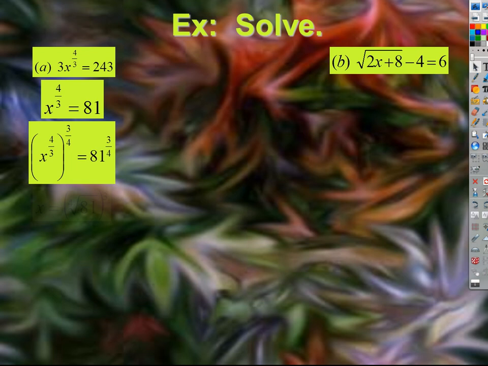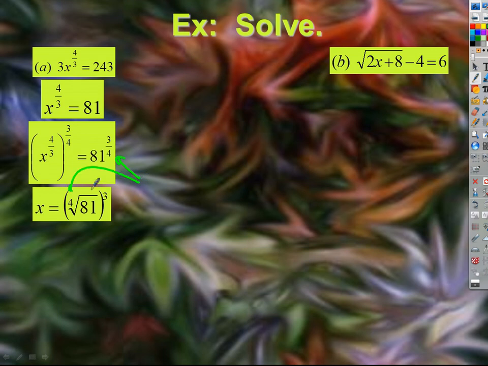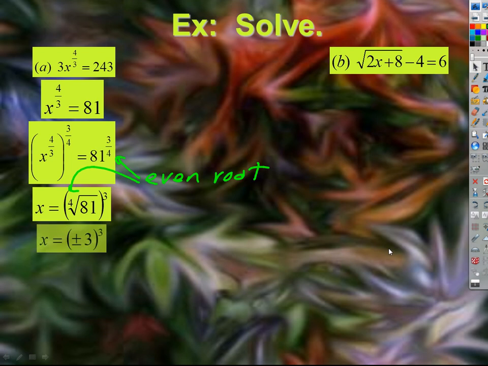But taking a 4th root, if the 4 is on the bottom, what this really means is, either way you slice it, it's an even root. If I take an even root of both sides of an equation, I have to do the plus or minus, just like we did with square roots. So I get the answers plus or minus 3 cubed. I have to try them both. Okay, so what do I get? What is positive 3 cubed? Positive 27. What is negative 3 cubed? Negative 27. So I get two different answers, plus or minus 27.